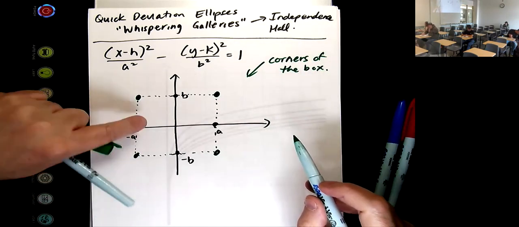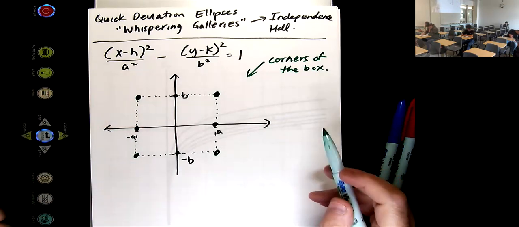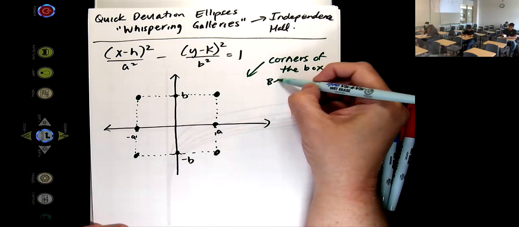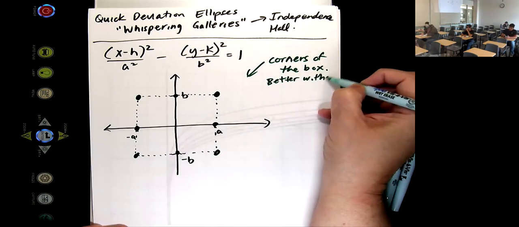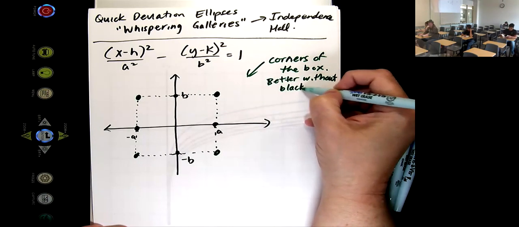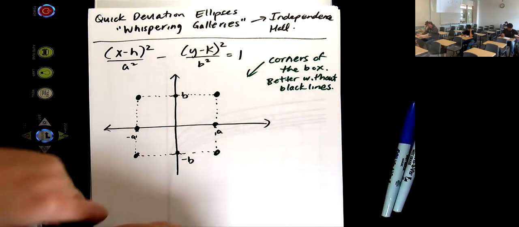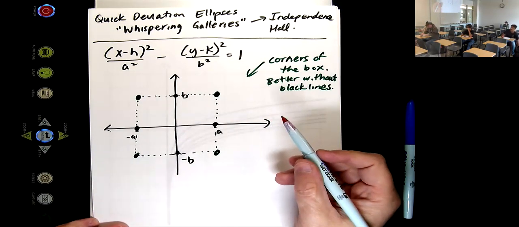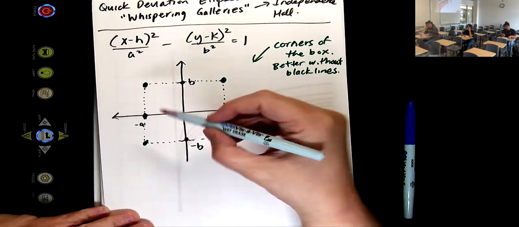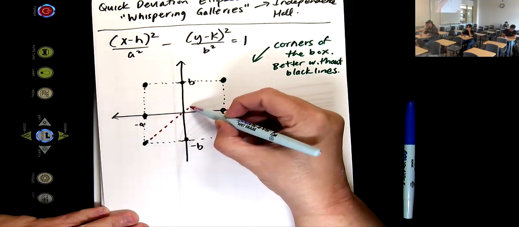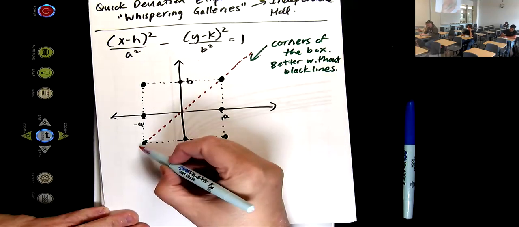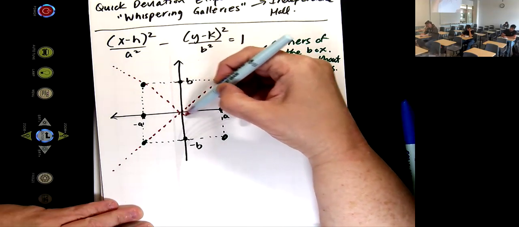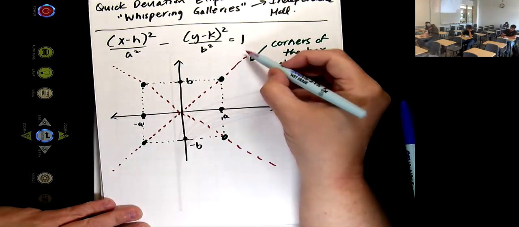So you don't need to put the little black dotted lines if you don't want them. I'm doing that to show you what I was doing. In fact, it's better without the black lines. Because what we are going to do with those corners is that the corners make up 2 points on an asymptote. We will have an asymptotic line going through these corners, and another asymptotic line going through these corners. So these are asymptotes.